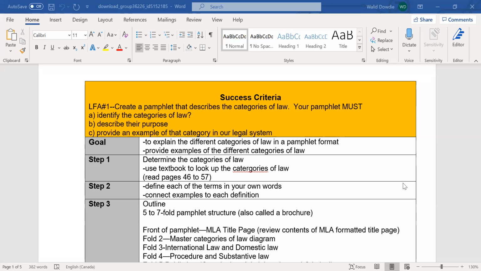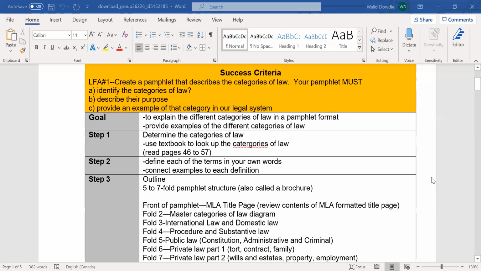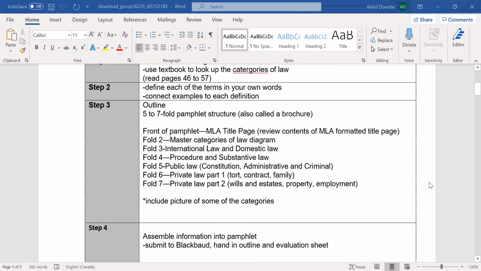So you have to think about each of those specific types of law and examples of them in our world. Step three is the actual planning of your outline. The front of the pamphlet is the title page. I'll talk about that later. I'm not going to do that today. I'll probably do a little lesson about what it looks like tomorrow.